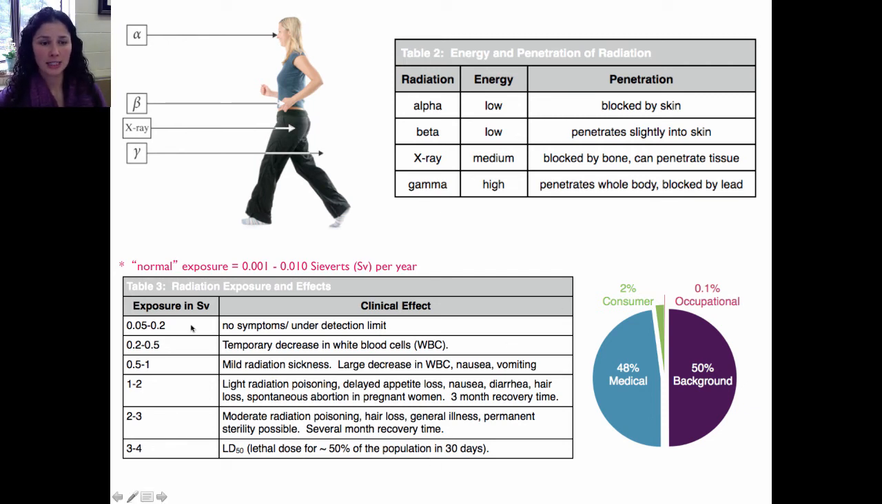Now this table on your activity lists the exposure that's higher than normal and what symptoms a patient or a person might see. So you can be exposed to up to 0.2 sieverts of radiation without any symptoms. And this table basically lists all of the symptoms up to the point where it's a lethal dose for about 50% of people. So check out this information, read the information that's provided for you in the activity, and then try to answer the questions that follow.